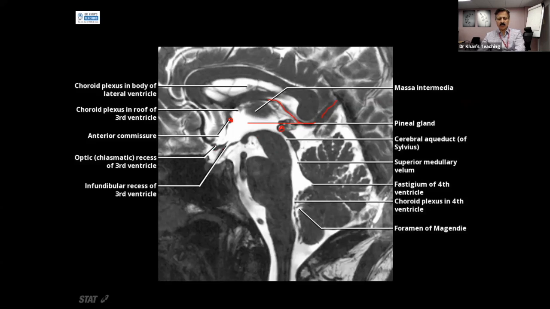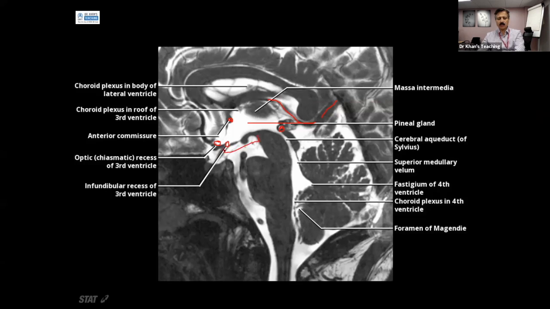And you can see that this is a highly T2-weighted sequence in which you can see the optic chiasma. You can see the infundibulum of the pituitary. You can see CSF going in. So this is the infundibular recess, this thing. And here, this is the optic recess of the third ventricle.